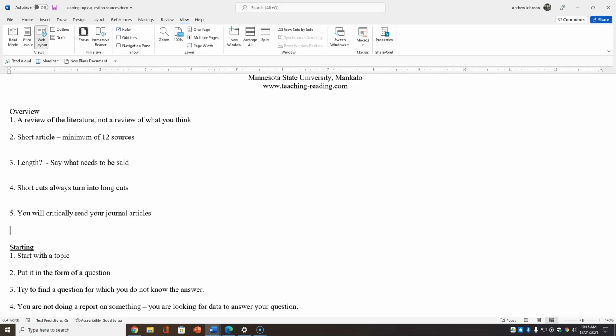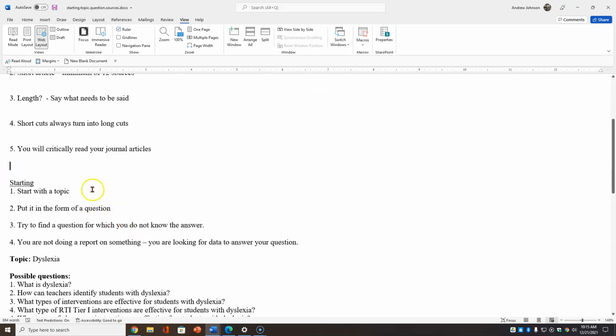When you take notes, and we'll talk about this in another video as well, you record only the salient elements, only the elements that directly relate to your question. And when you're taking notes, you don't just mindlessly record the words in the article, you put them in your own words. That is critically reading, and we'll talk about that in another video. But here is the process.